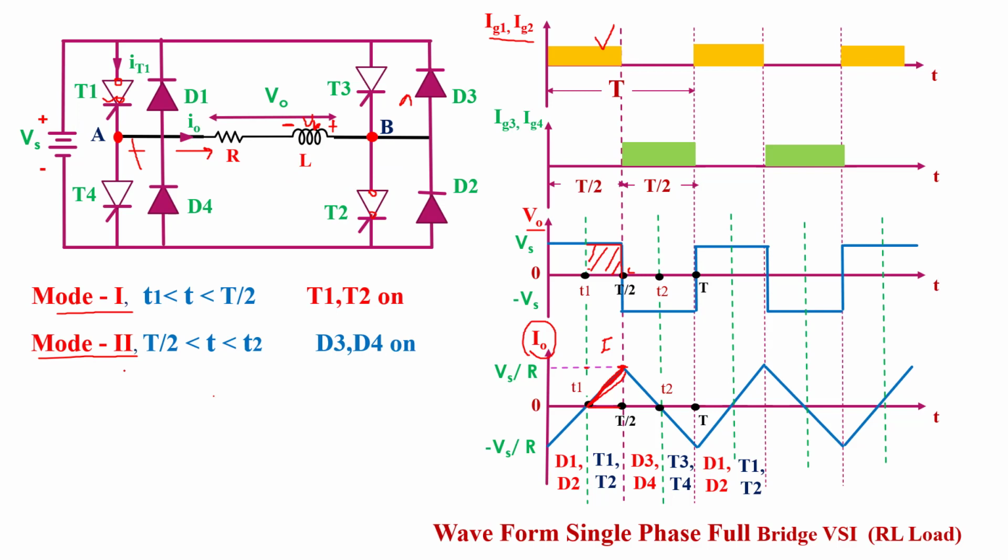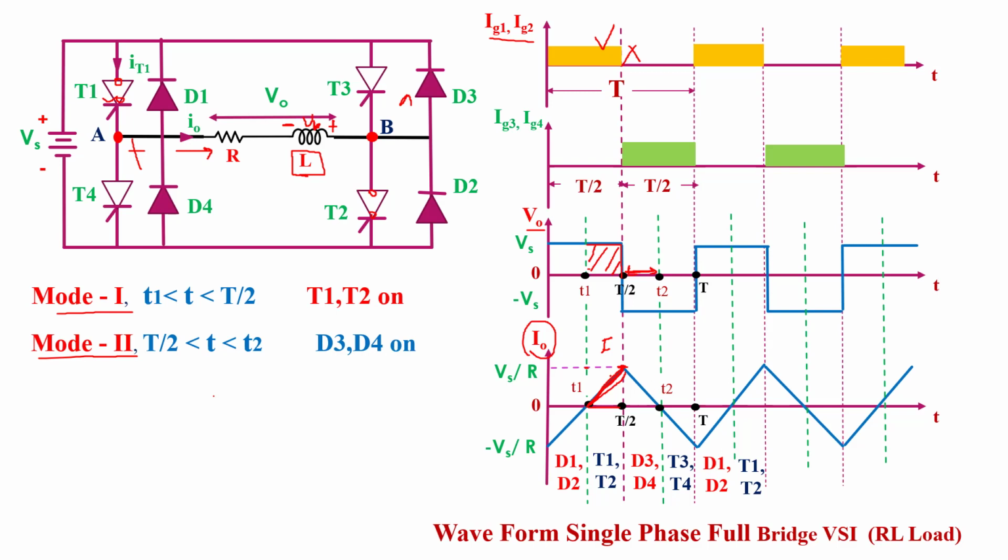Again I will explain. In the case of mode 2, the time interval is T by 2 to T2. It means this is the time interval of mode 2. In this time interval, we remove the gate triggering pulse, or firing pulse, from thyristors T1 and T2. So thyristors T1 and T2 are turned off this time and behave like an open switch. But the load current cannot reduce to 0 instantaneously in this time interval, because we know the property of an inductor is that it cannot change current instantaneously.